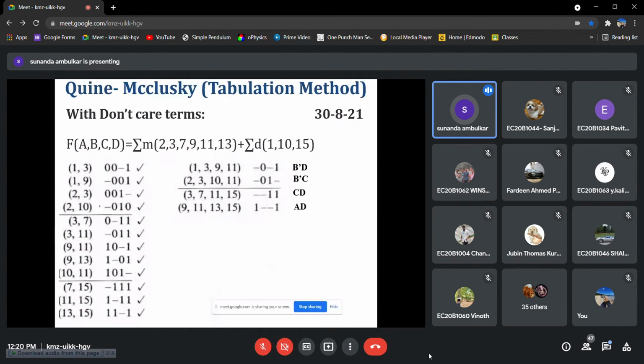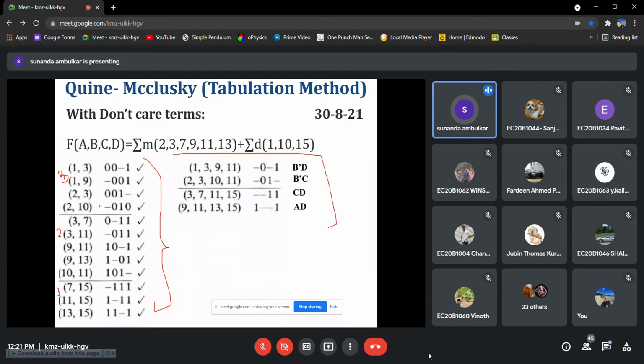Now we'll compare. This makes group 1, this is 2, and this is 3. Okay. So again we will follow the same step: comparing and replacing with a dash those terms which have only one variable change, and putting one tick mark on those which have been compared. Okay, so if we notice, in the second table all the terms can be compared, so they are all with the tick mark.